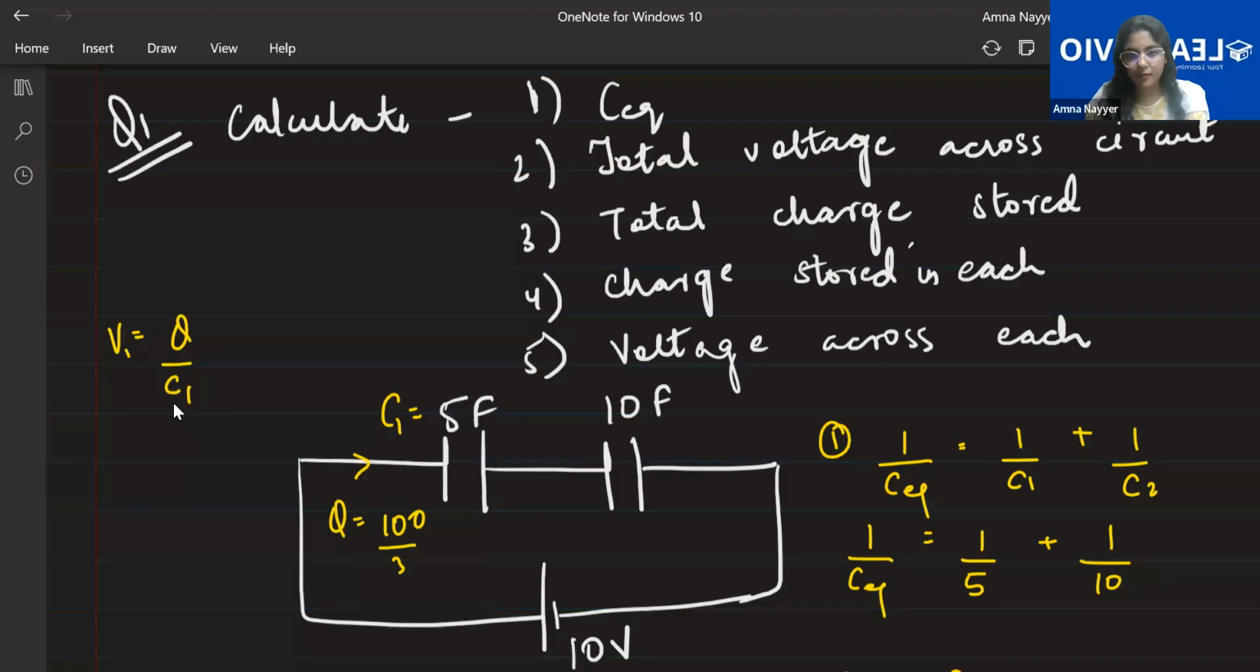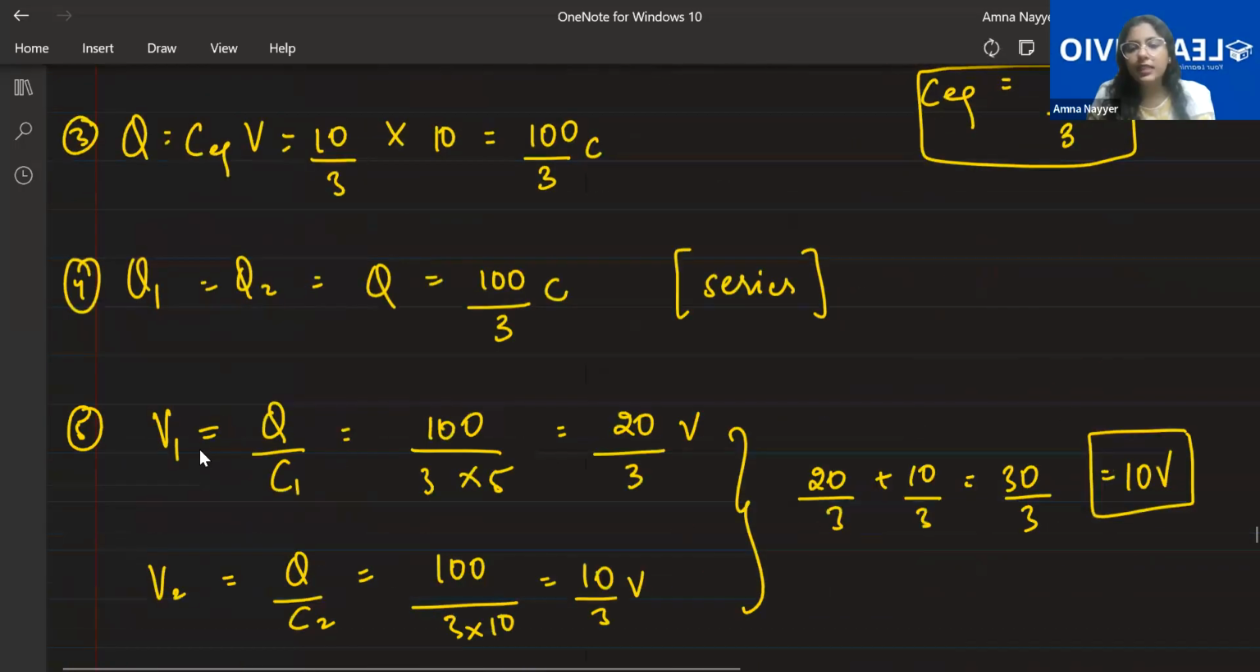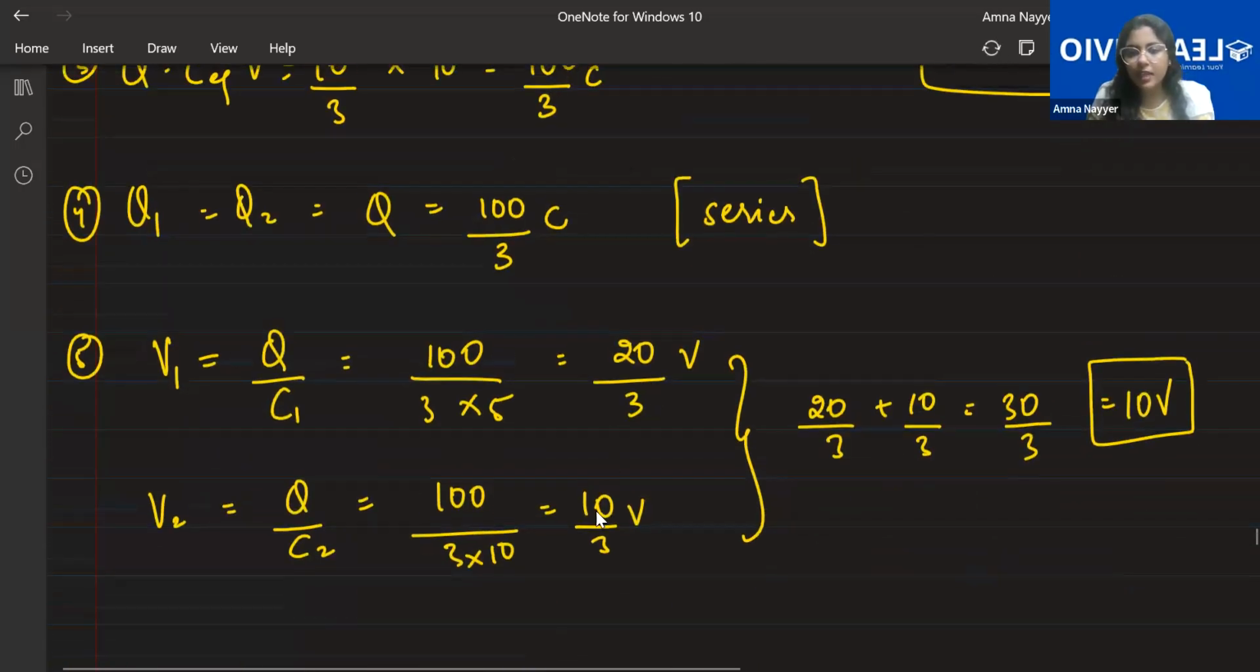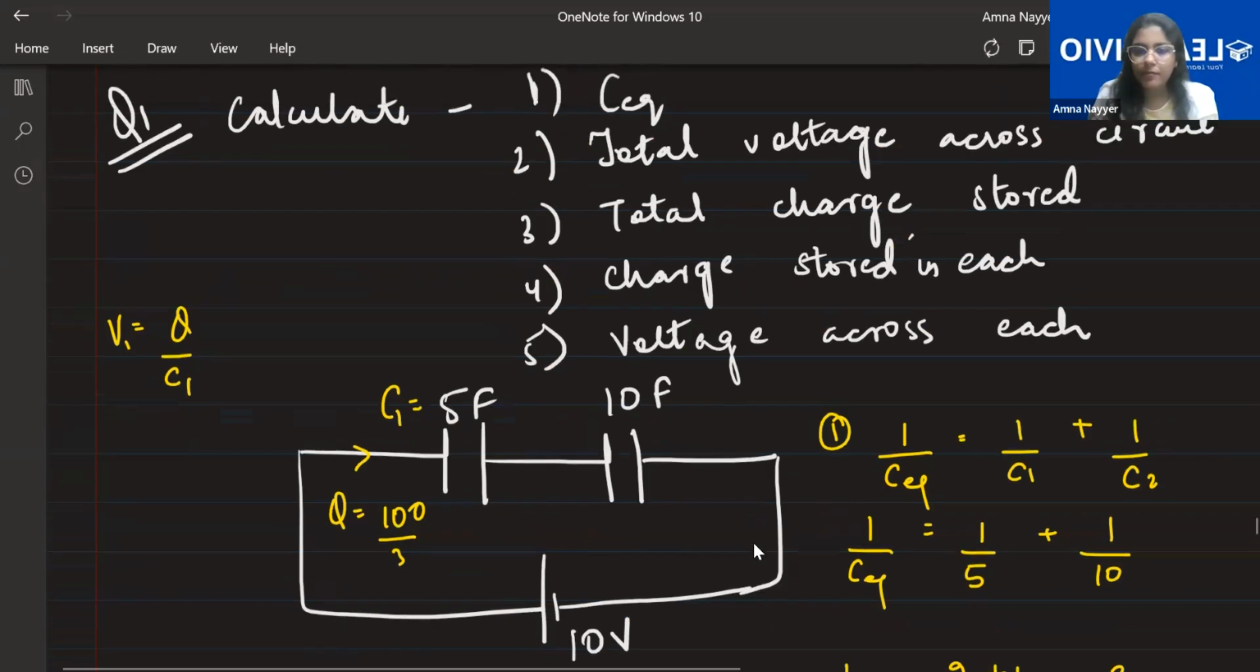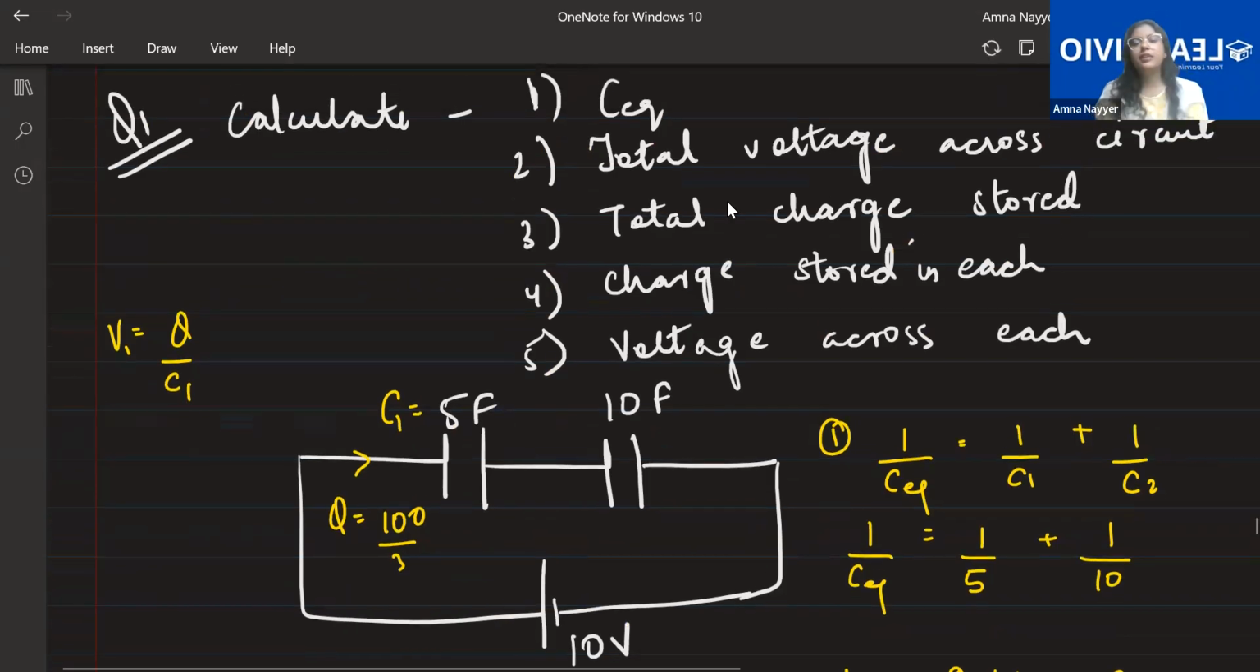So we do summation of both? No, we'll not do summation of both. That I was just telling you. See, this is how the voltages are distributed. If you add both of these, you will get your 10 volt back, meaning 10 volt was divided among two in this manner. One was 20 by 3, the other one was 10 by 3. You don't need to add it. Okay? Please write it, all of you. Then we'll do the parallel one.